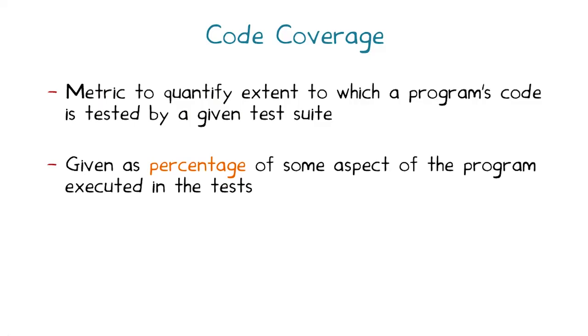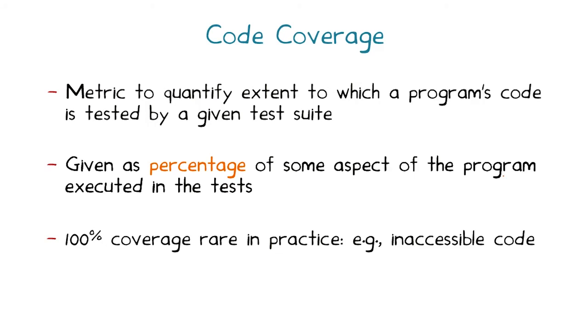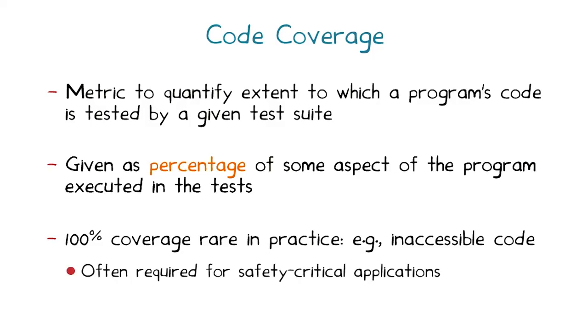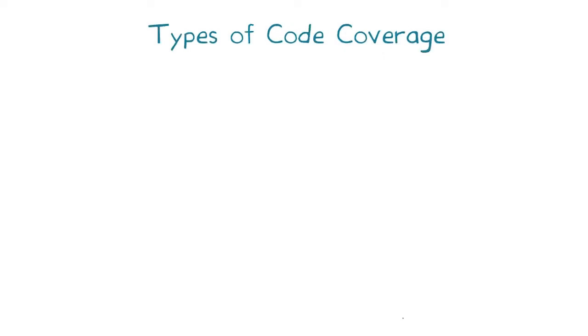Higher code coverage is generally indicative of a better test suite and a better tested program. In practice, however, it's rare to see perfect or near perfect coverage for a given program on a test suite. This often occurs because large systems have inaccessible or dead code. However, some safety-critical applications, such as in airline navigation or nuclear weaponry, are often required to demonstrate perfect code coverage under some metric. There are various aspects of programs that are commonly used to measure code coverage.